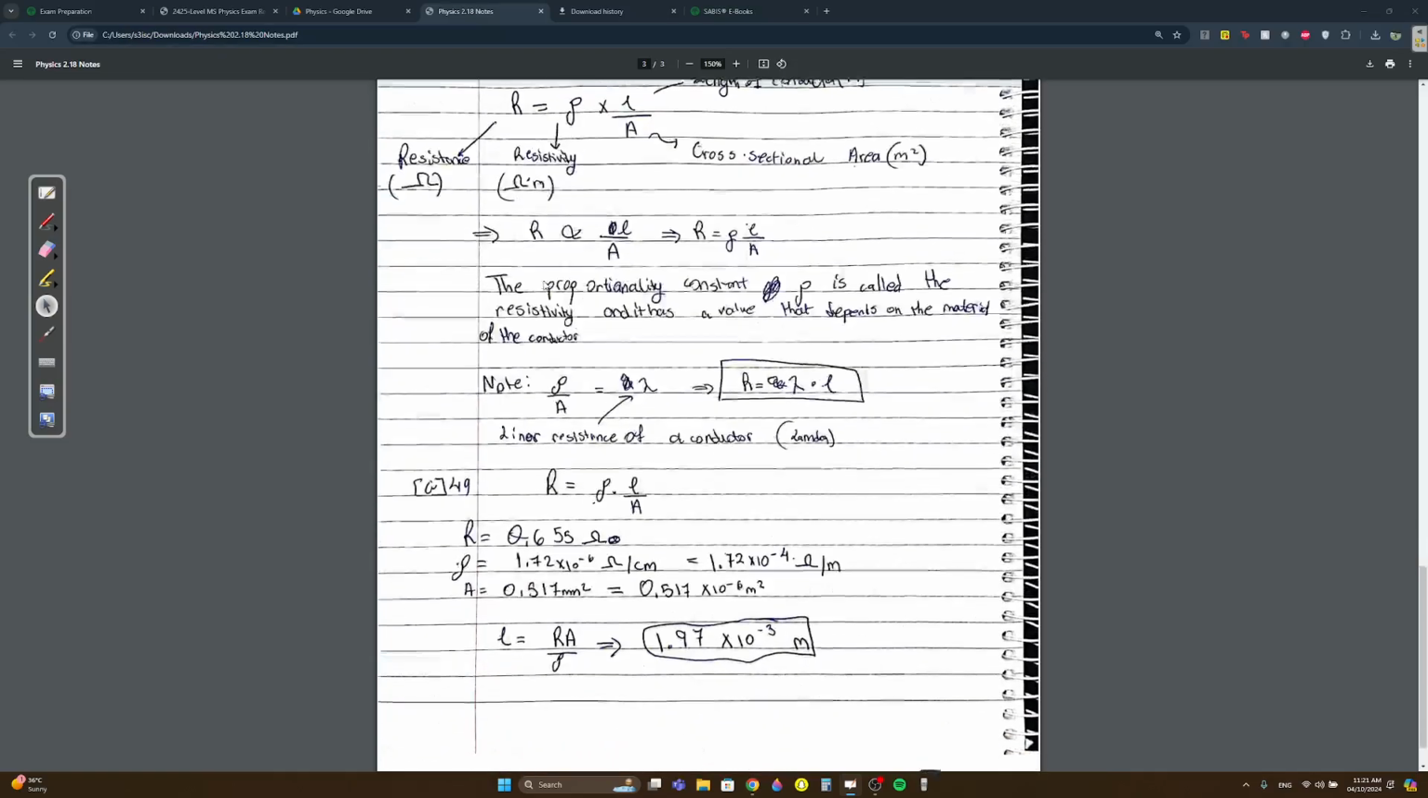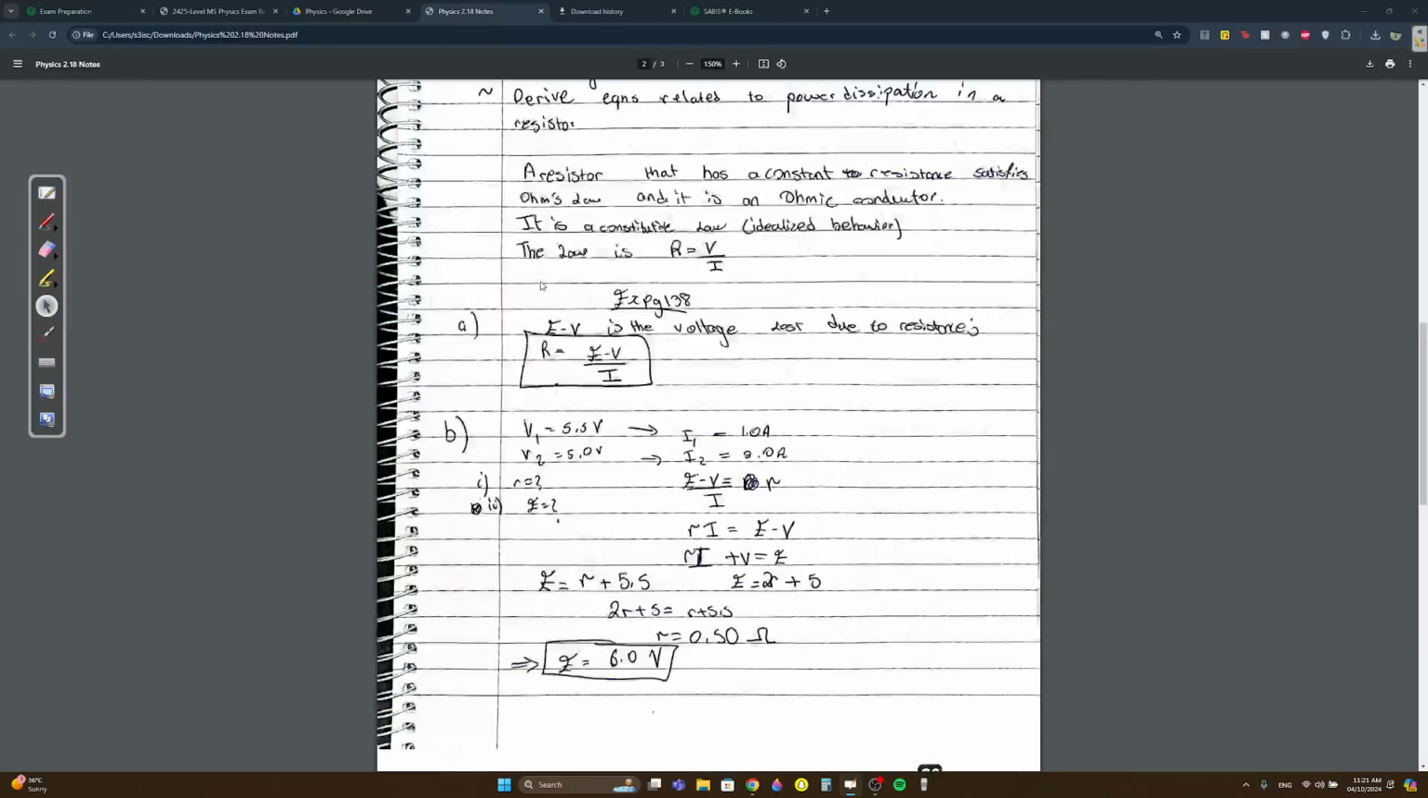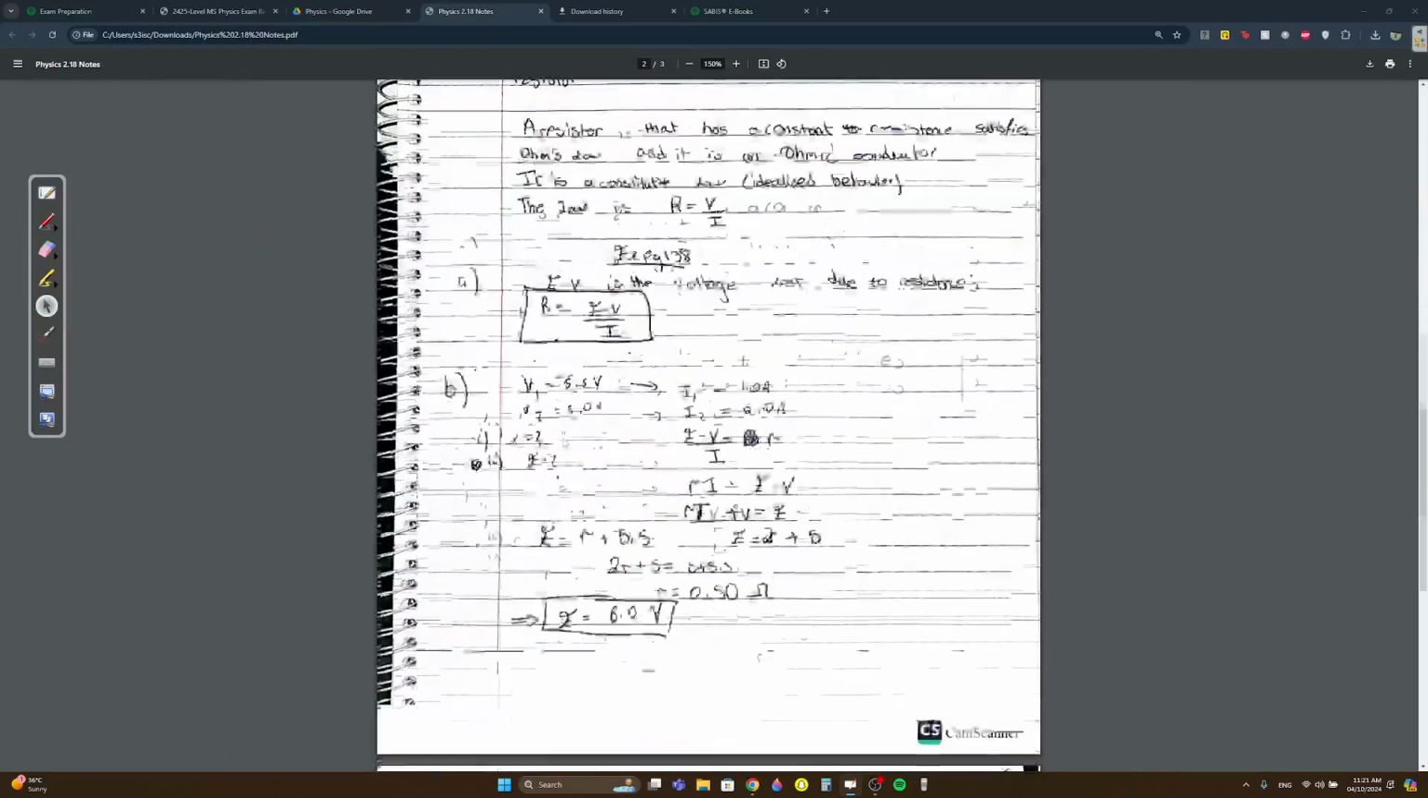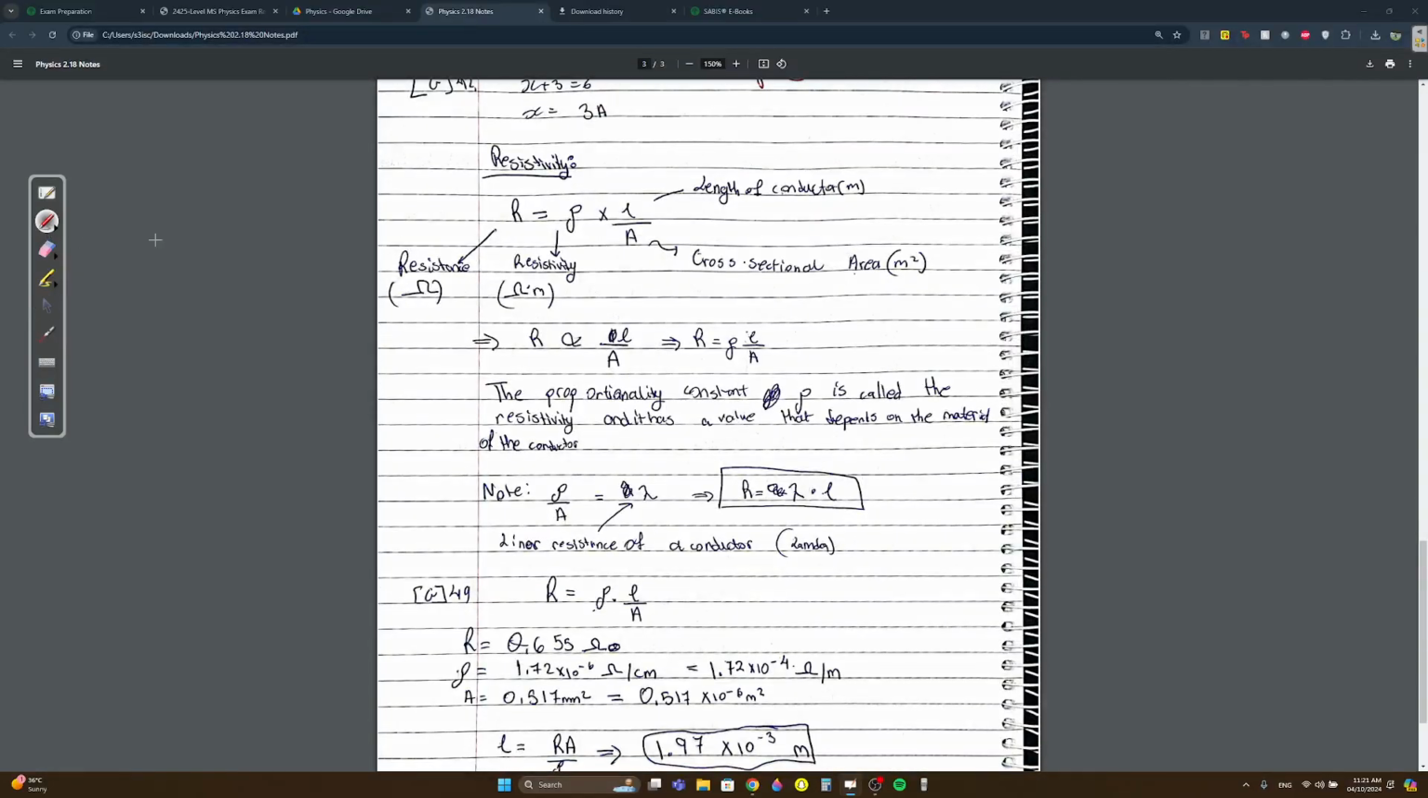Resistivity. Resistivity is kind of like resistance, but it's something else. Resistivity is a constant. You should know this is the equation: R equals rho L over A. For any conductor, this is how it works.